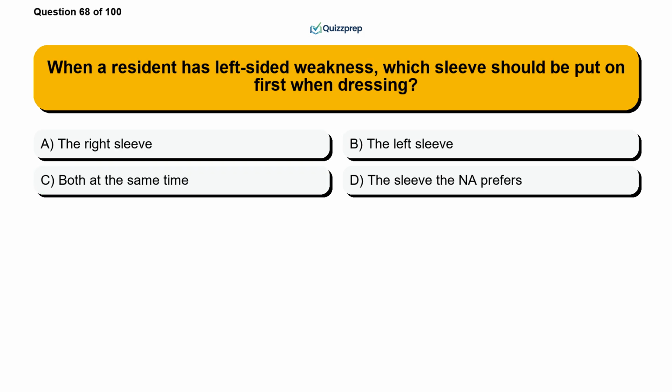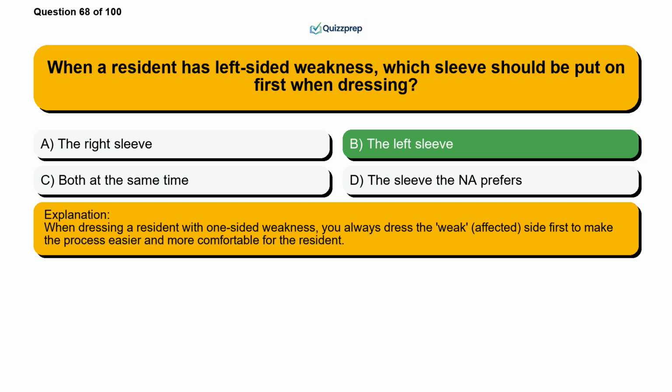Question 68. When a resident has left-sided weakness, which sleeve should be put on first when dressing? Option A, the right sleeve. Option B, the left sleeve. Option C, both at the same time. Option D, the sleeve the NA prefers. The correct answer is option B, the left sleeve. When dressing a resident with one-sided weakness, you always dress the weak, affected side first to make the process easier and more comfortable for the resident.